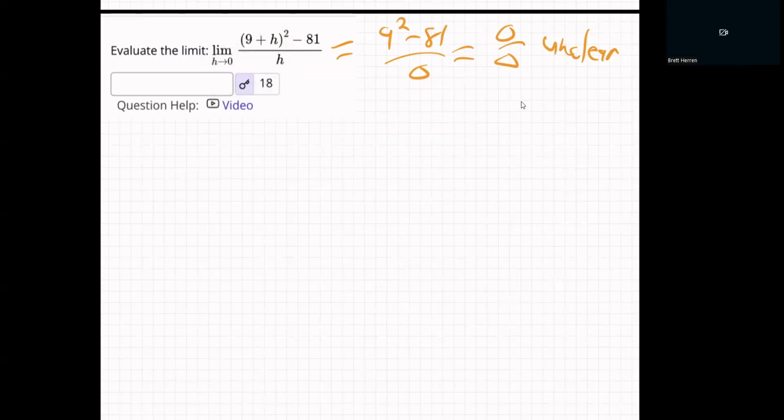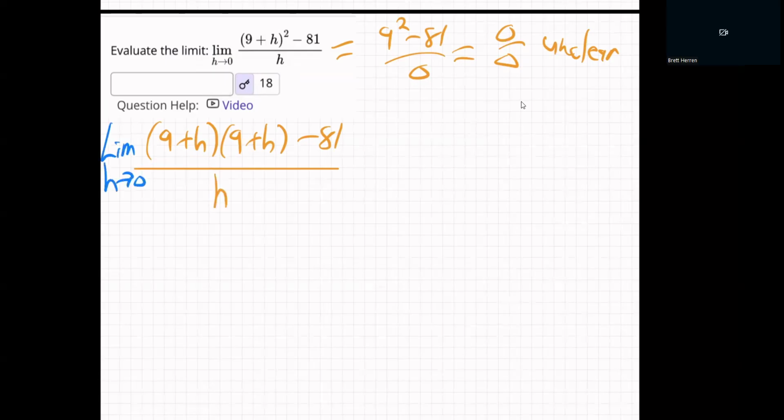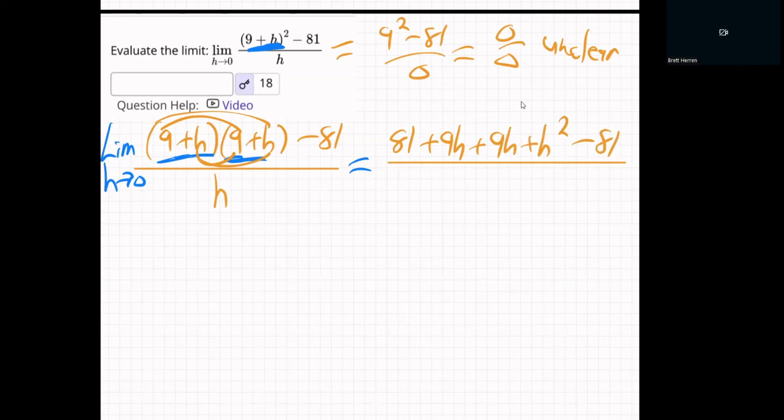Well, let's try just multiplying out 9 plus h times 9 plus h minus 81. Make that a little nicer, all over the h. And we'll put the limit back in front. Limit as h goes to 0. So 9 plus h squared, I just wrote two of them. And then let's just FOIL it out. So this 9 goes to both, be 81 plus 9h. And then this h goes to both, plus 9h plus h squared. Then we still have the minus 81 at the back, all over h.